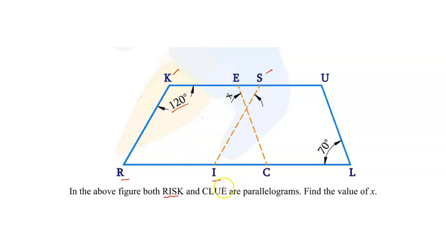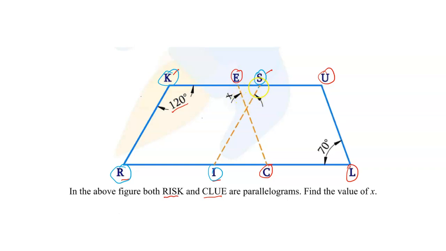But the clue actually considers two parallelograms. Clue means C, L, U, and E. So don't get confused with the question, as has happened with my students here. They're getting confused. RISK is a parallelogram. So two parallelograms are RISK and CLUE. That is another parallelogram. Here we have to find the value of X only.